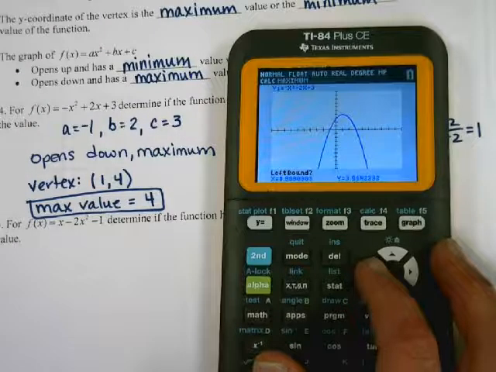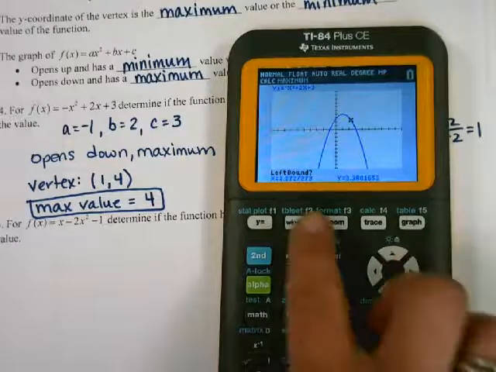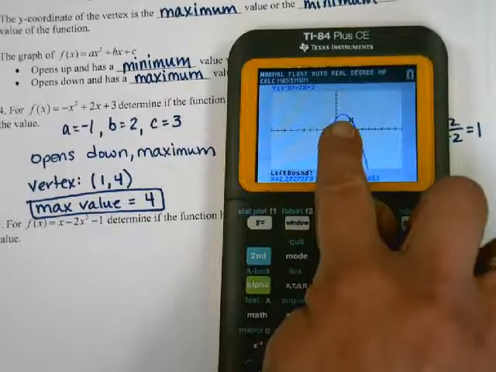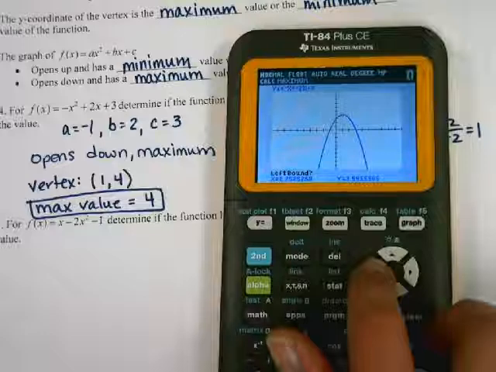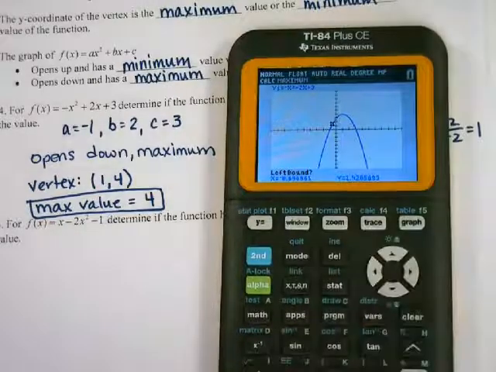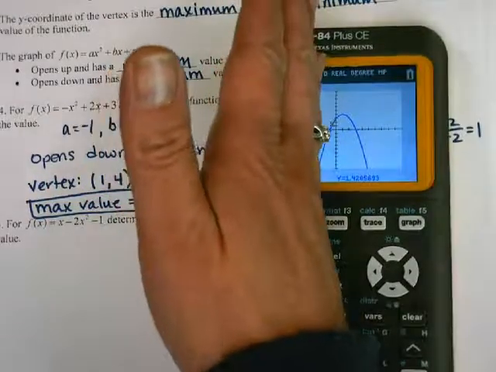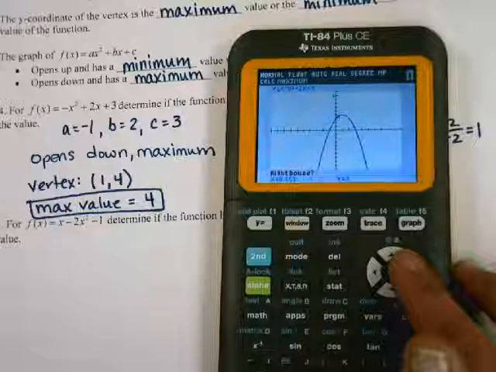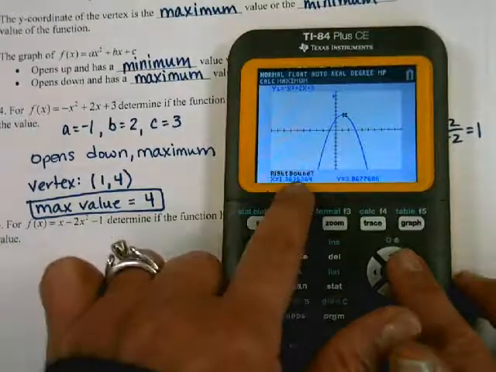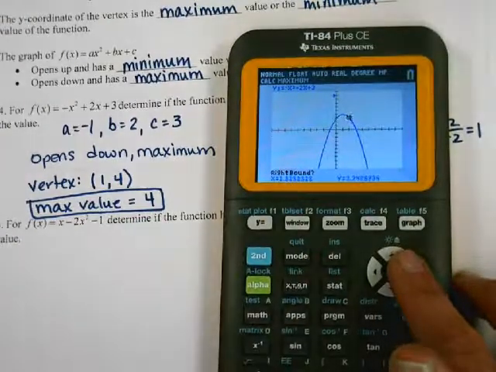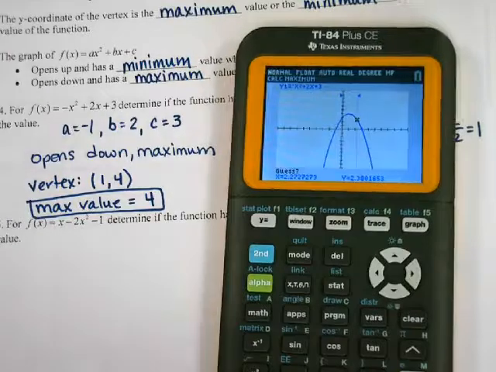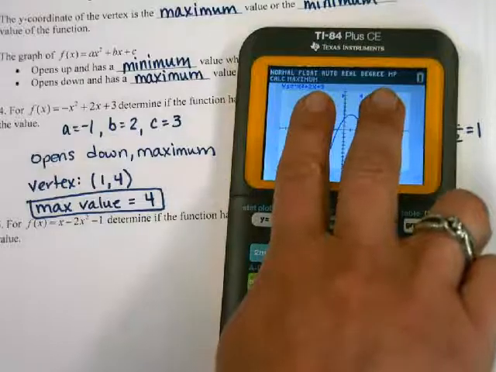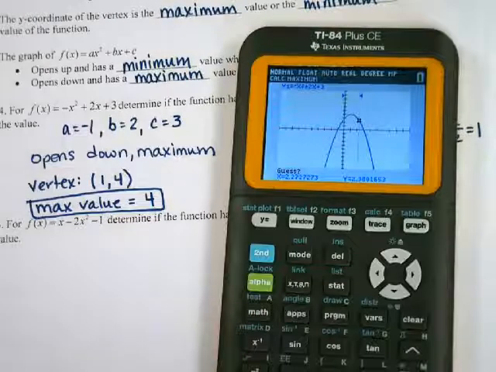So, this guy's moving along my graph. Now it's asking you a question. It's saying the left bound. You need to put your spider on the left side of your maximum, or the left side of your vertex. It doesn't matter where. We're just saying this is the left bound of my vertex. So I'm going to push enter, somewhere on the left side. Move my spider, because now it's asking me for the right bound. Move him to the right side of your maximum value and push enter. See how it put 2 dotted lines in there? We're telling our calculator to look somewhere between these 2 lines. We should have a maximum value.